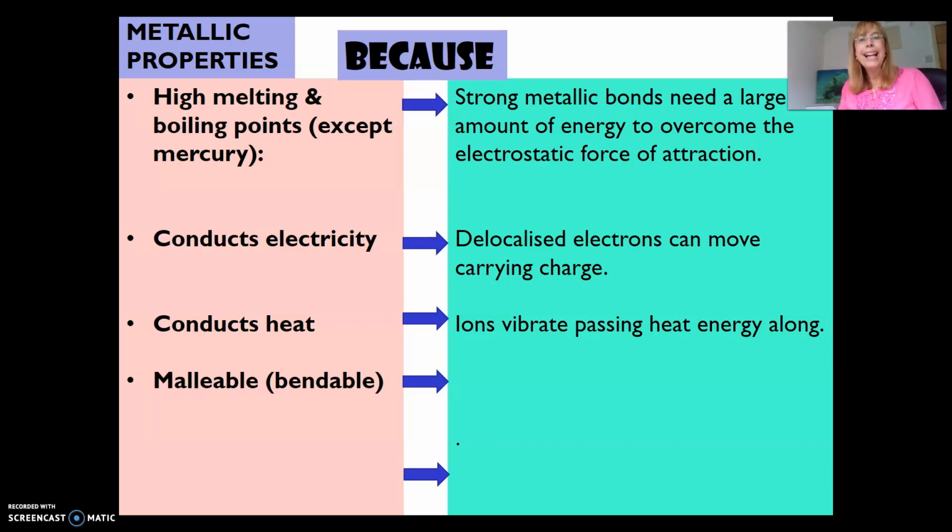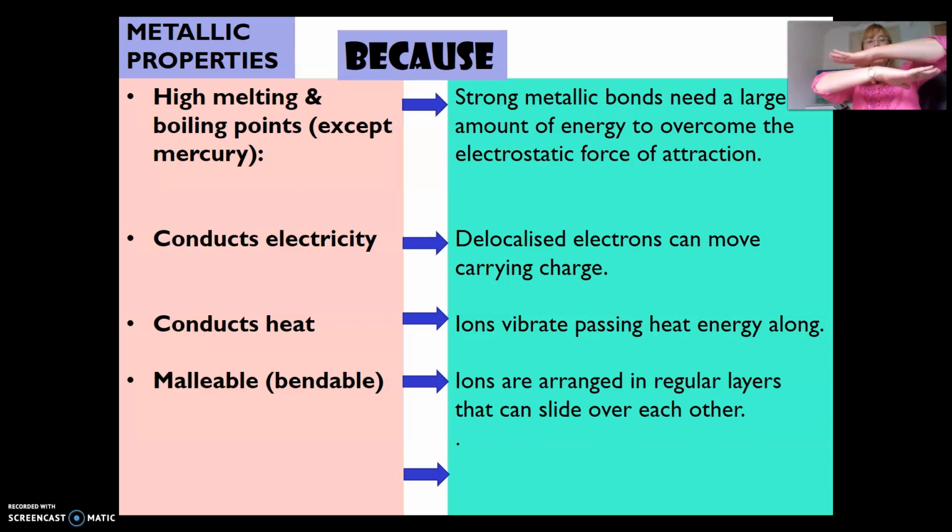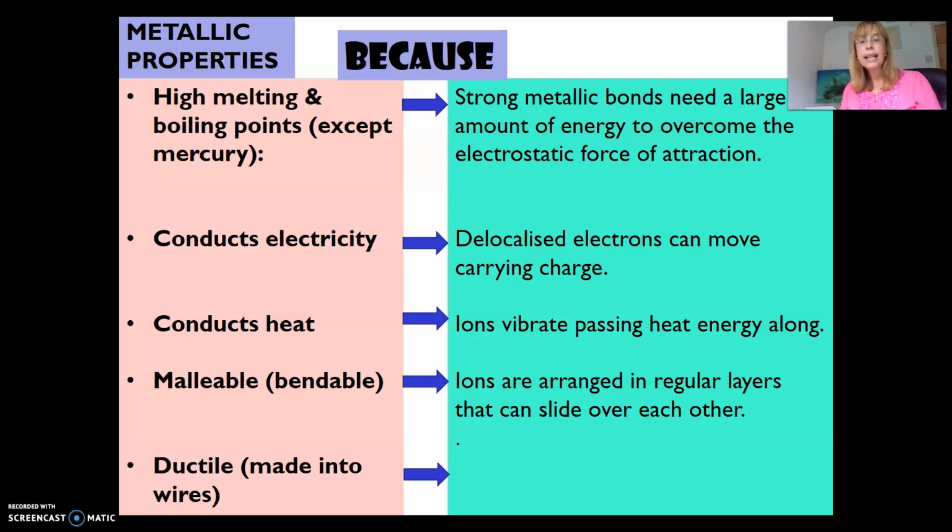They are also malleable. I love this word. Malleable means bendable. The reason they're bendable is because of all those perfect layers, which can slide over each other. And because of the strong force of attraction, they don't break like a non-metal would snap. They're also ductile, which means I can make it really, really super thin without it snapping, like what happens when I take a graphite pencil and sharpen it. If it goes too thin, it just snaps.